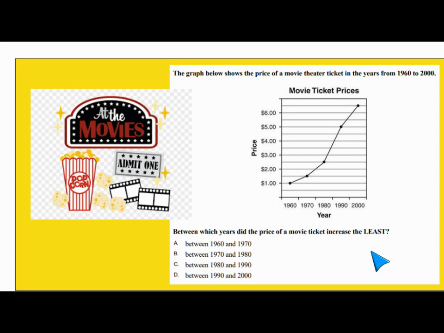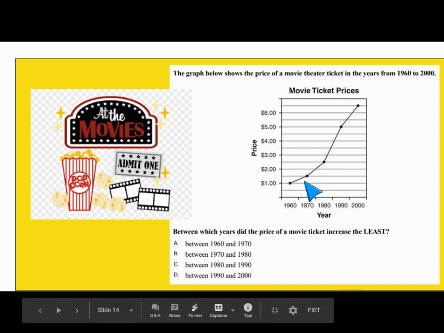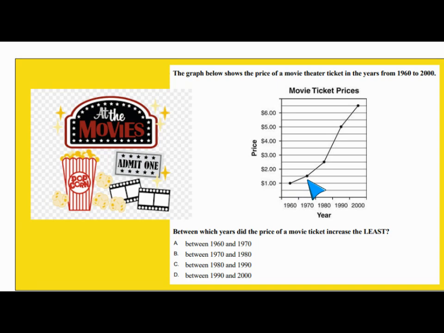All right, here we have movie theater prices from 1960 to 2000. So between which years did the price of the movie ticket increase the least? Well, they increase between every 2 data points, but we're looking for the least increase. So think about your slope. A least increase would be a slight increase, wouldn't it? So it would not be a steep line. It would be a short line that would be closer to a horizontal line. So let's take a look. Eyeballing it, I'm going with 1960 to 1970, but I definitely want to back it up with the math.